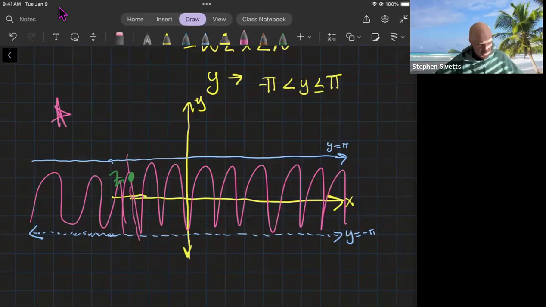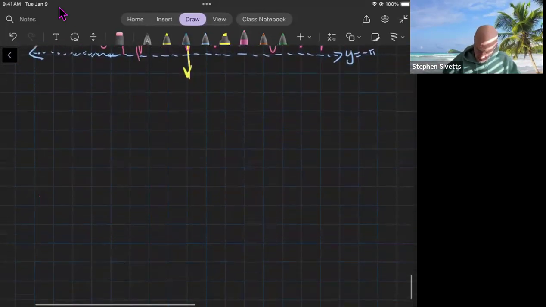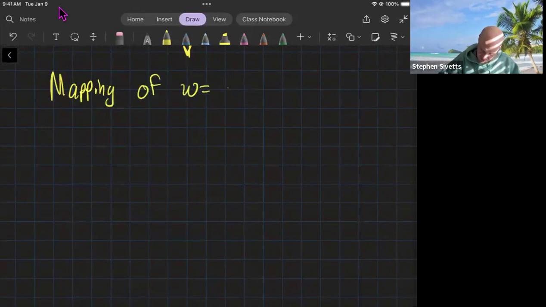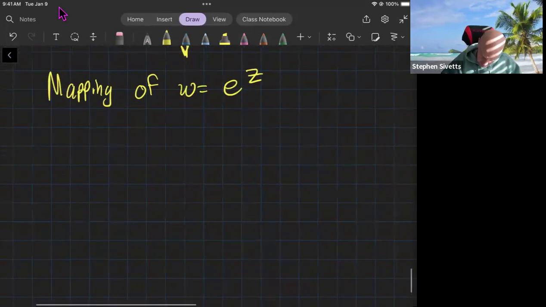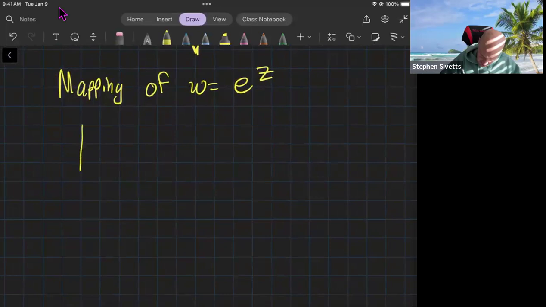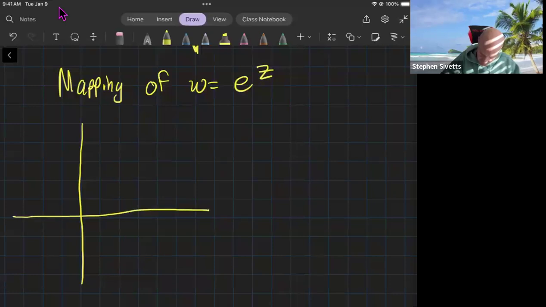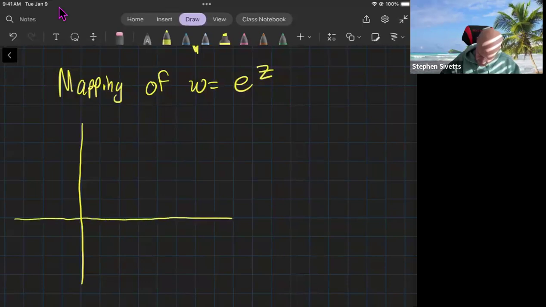Okay. And also, let's talk about their mappings. So let's look at the mapping of the exponential function, e to the z. All right, so we're going to be concerned with the fundamental region. Okay, so, oh, geez. This is the complex plane.